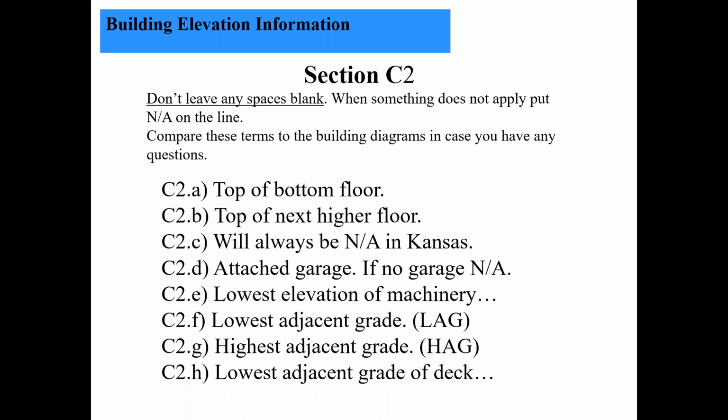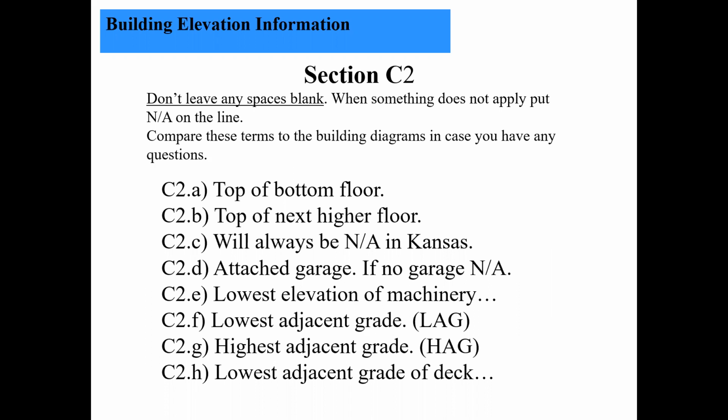We don't have any in Kansas, so this will always be NA, not applicable. C2D is for the attached garage. If there is no attached garage, then please put NA on that. A bank will have issues with this and think you forgot about the garage if you leave it blank. So make sure that that is fixed.